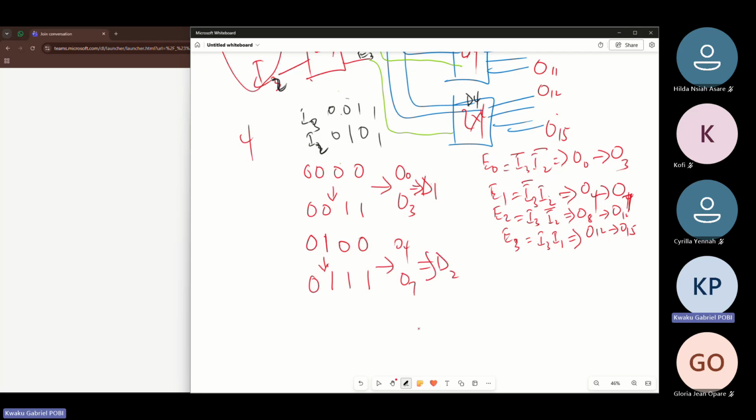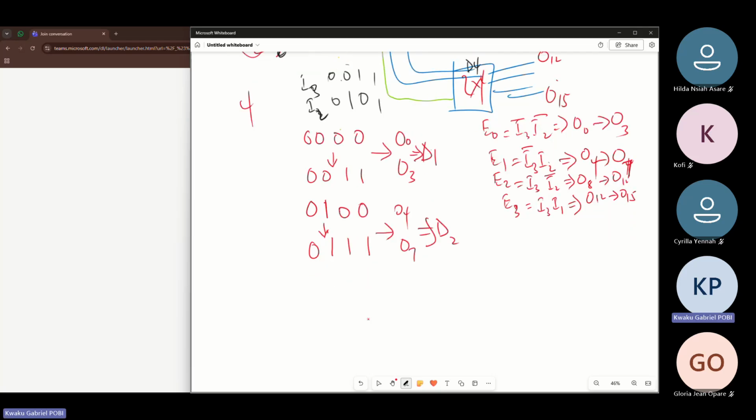This is decoder 2. Now, for the third decoder, you need 1, 0, which is 8, because there is 7. 8 is 1, 0, 0. So this O8 to O11 will be what? 1, 0 again. But here it will be what? 1, 1. Because there is 8 plus 3. So this is O11. This is decoder 3.